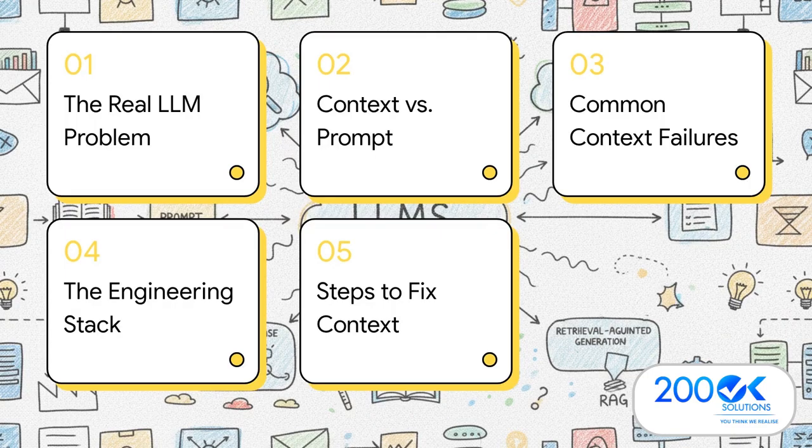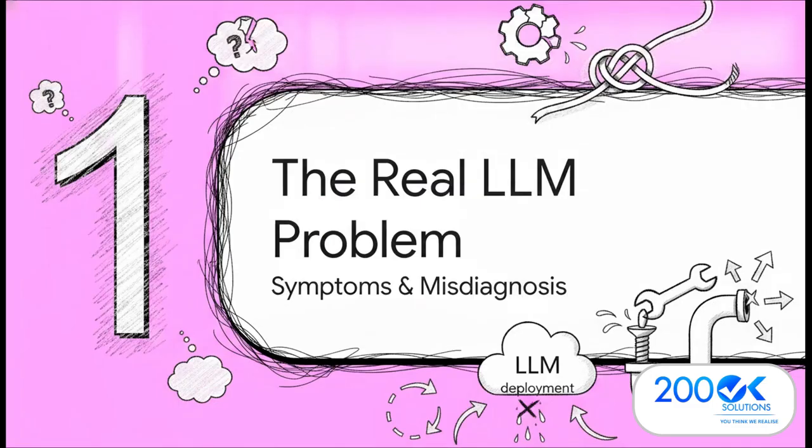Here's our roadmap for today's explainer. We're going to start with the real LLM problem, distinguish context from prompt engineering, look at 3 common context failures, unpack the context engineering stack, and finish up with actionable steps to fix your context today. Let's dive right into Section 1, the real LLM problem, the symptoms and misdiagnosis.